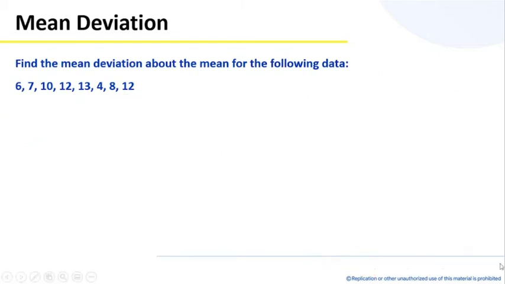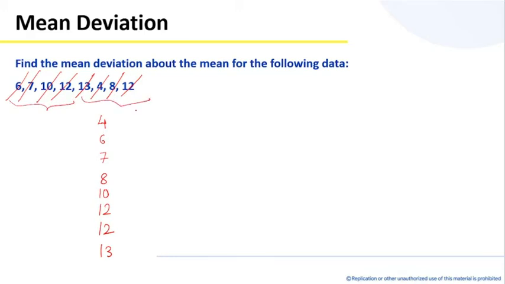Let me quickly look at another series. Let me take 4, 6, 7, 8, 10, 12, again 12, and 13. I hope we have taken all 8 values. Now, what is going to be the mean? Adding the observations: 10, 17, 25, 35, 47, plus 12 is 59, plus 13 is 72. There are 8 values, so the mean is 9.